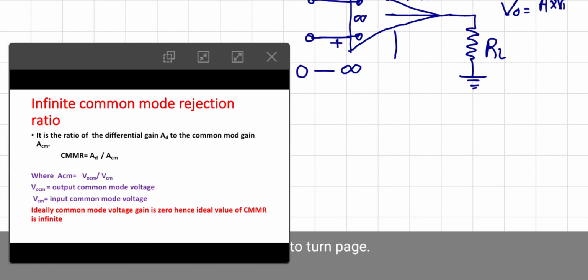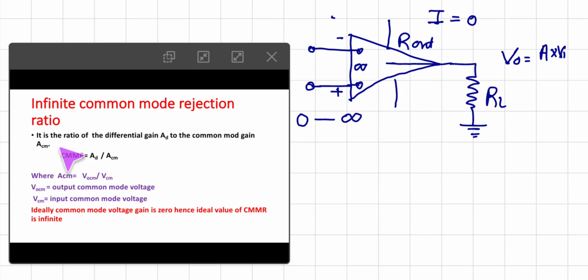Next one is infinite common mode rejection ratio. We already saw that it is the ratio of the differential gain to the common mode voltage gain. This is an operational amplifier, and these are two input terminals. If the same voltage is given to both the input terminals, that is called a common mode. And if the inputs at inverting and non-inverting terminals are different, then the difference is given, that is called a differential mode.